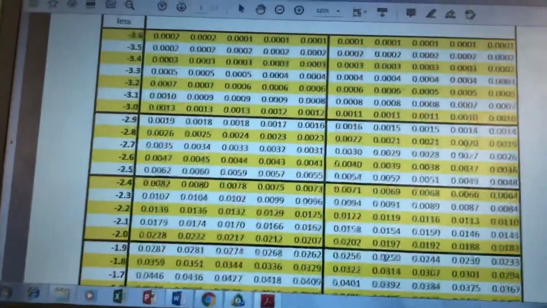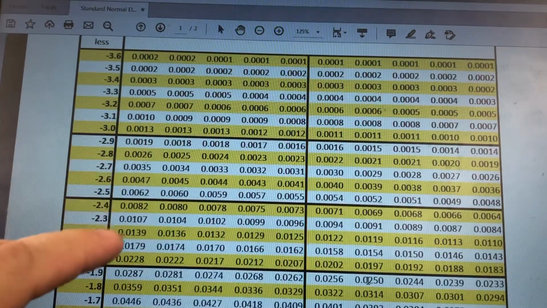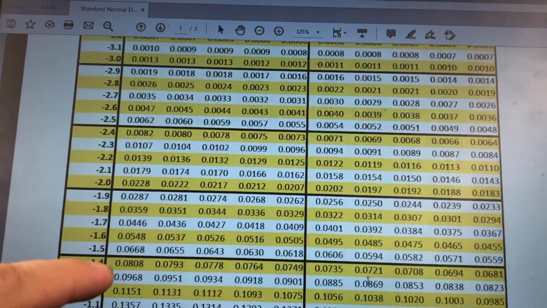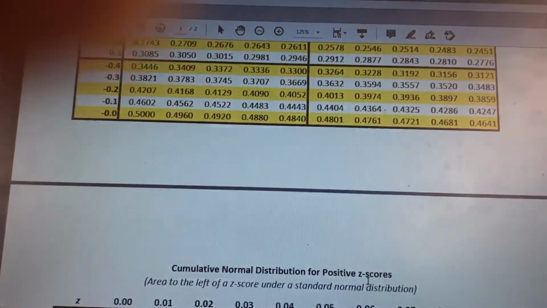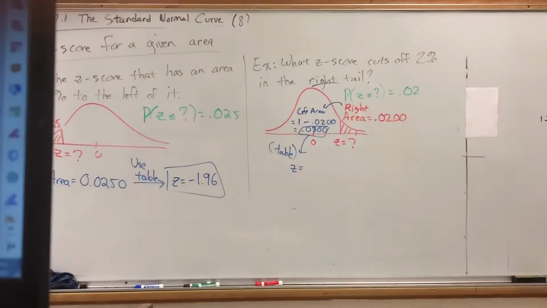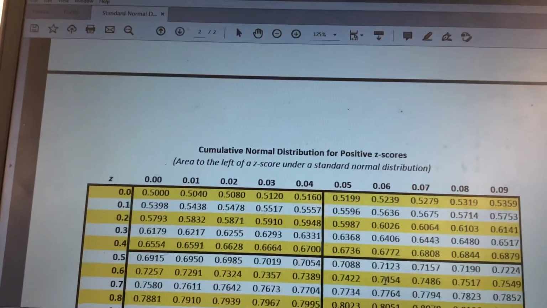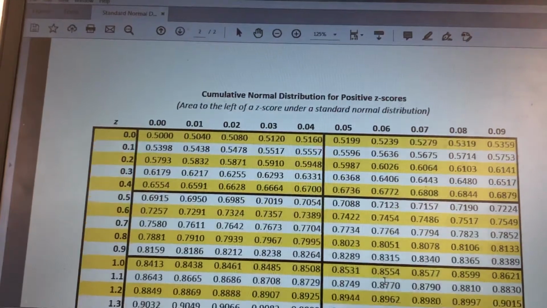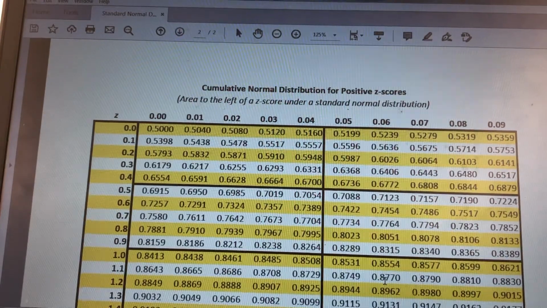Just remember, the numbers in the middle are areas. The numbers on the edges are the z's. All right, these are all pretty small, so we need to go... By the way, it should be obvious that the z is positive because it's to the right of 0. So let's go to the positive z-score chart. And we're looking for 0.0800. Is that right? No. Whoa, whoa, whoa. Back that train up.